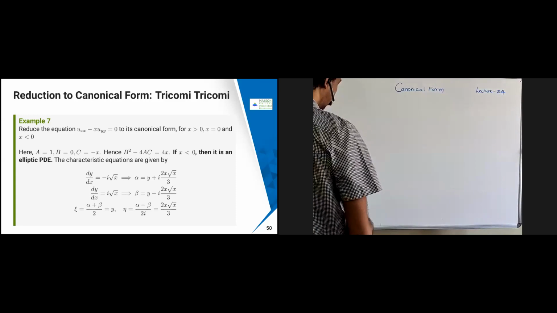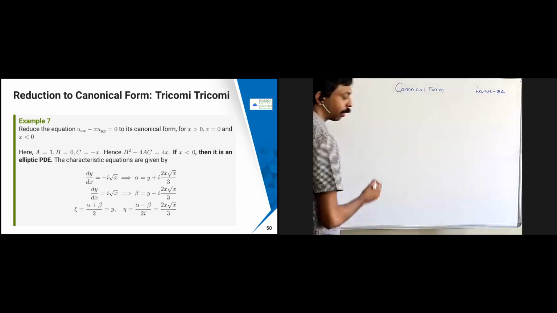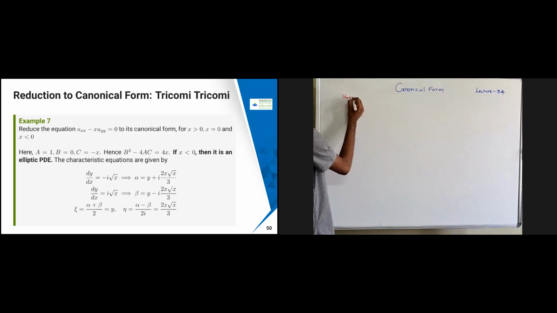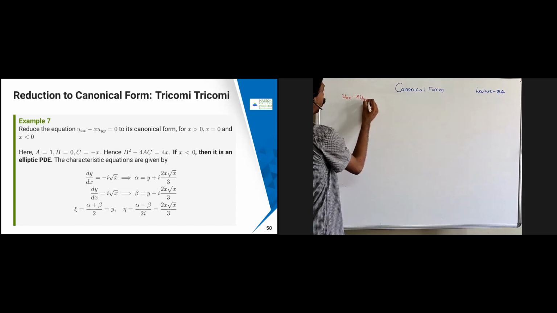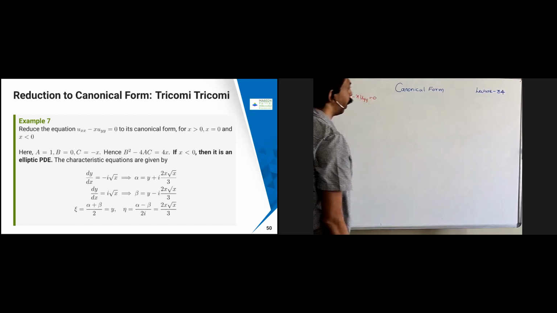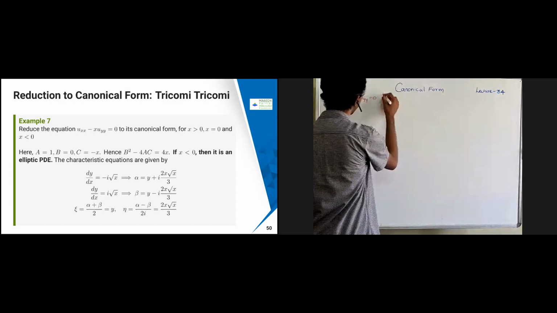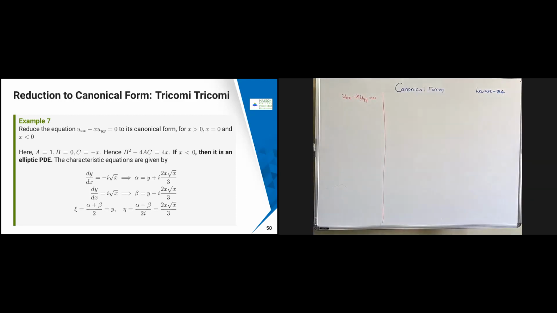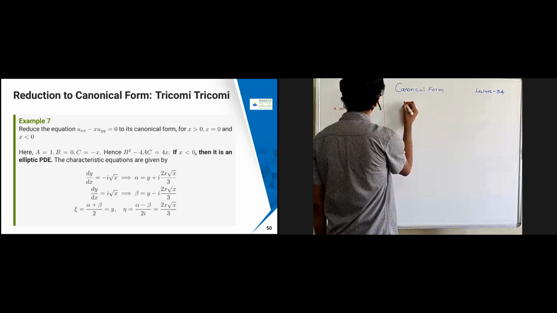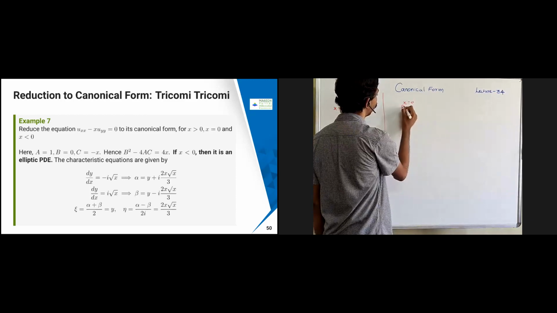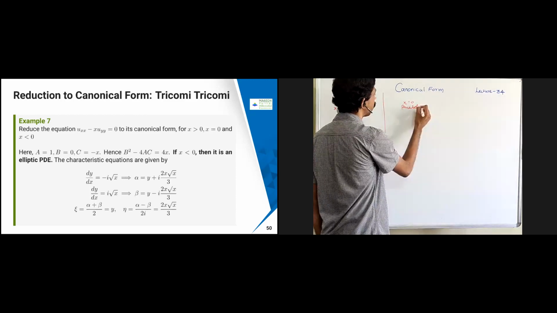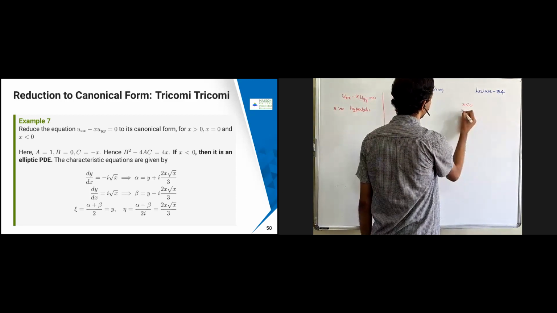Okay, so let's take the problem u_xx minus x u_yy equal to 0. Where is it hyperbolic? X greater than 0 is hyperbolic. And x equal to 0 is parabolic. And x less than 0 is elliptic.